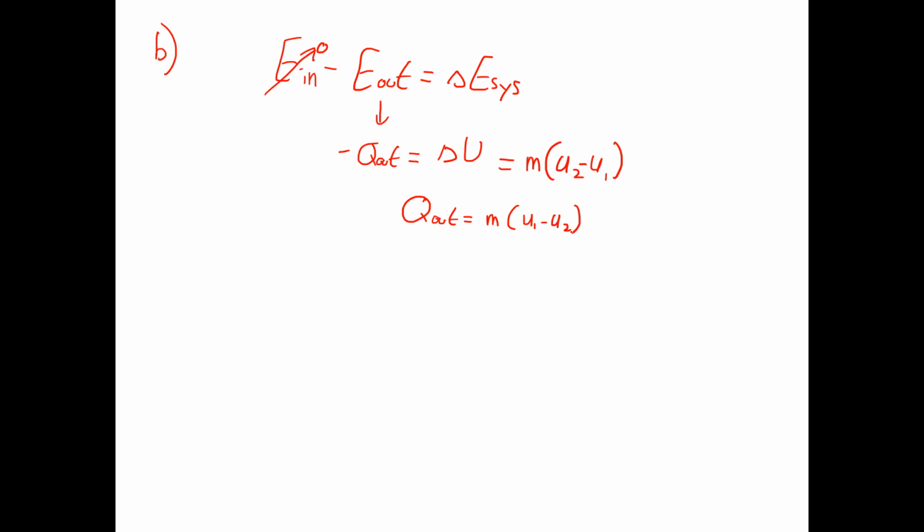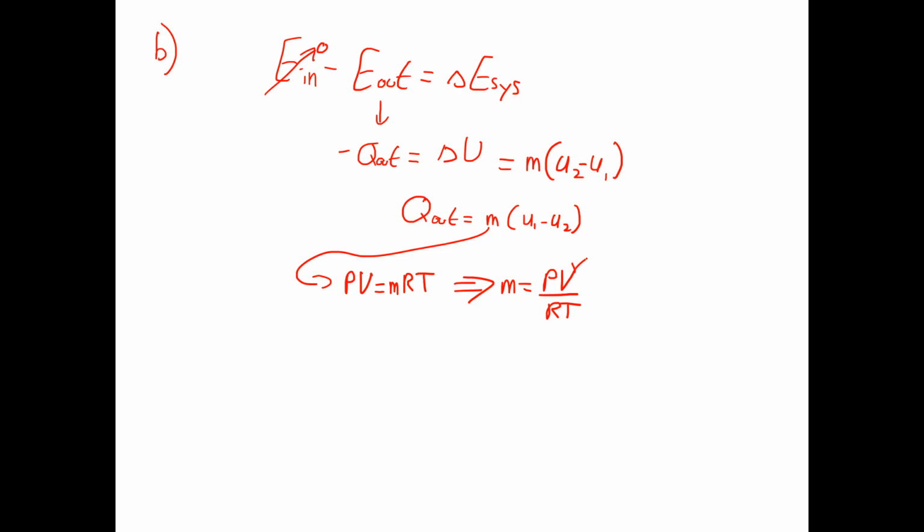And then from this, I just need to find what my mass is, and I need to find my internal energy. Now the mass is pretty straightforward because since it's an ideal gas, I can write out the ideal gas law, pressure times volume equals mass times gas constant times temperature. If I rearrange it to solve for mass, I get pressure times volume over RT.